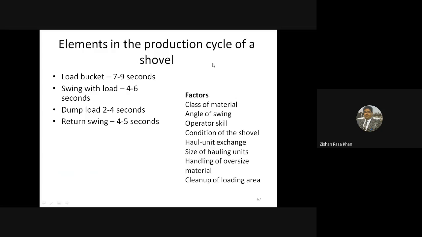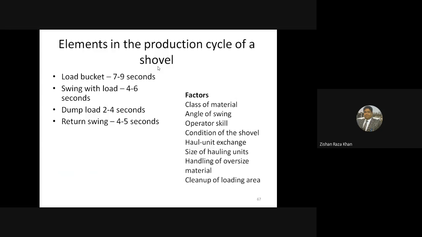Elements in production cycle of a shovel. See, there are four elements as discussed during the video. The first operation of the cycle time is to load the bucket, which takes 7 to 9 seconds depending upon the type of material and type of shovel. Swing with load will take 4 to 6 seconds, and this depends upon the angle of swing.